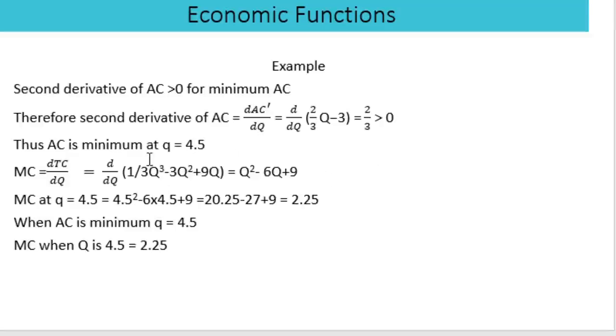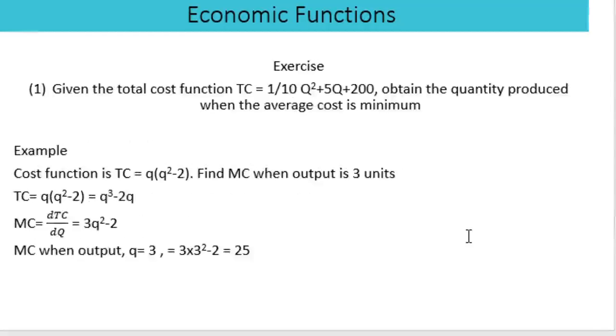If it is greater than 0, here it is greater than 0, therefore AC is minimum at Q equal to 4.5. Then find the marginal cost, substitute the value of Q equal to 4.5 into the marginal cost function. Another important question is, given the total cost function TC equal to 1 by 10 Q square plus 5Q plus 200, obtain the quantity produced when average cost is minimum.